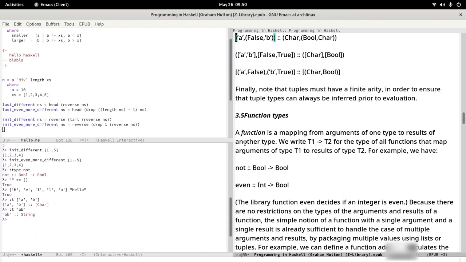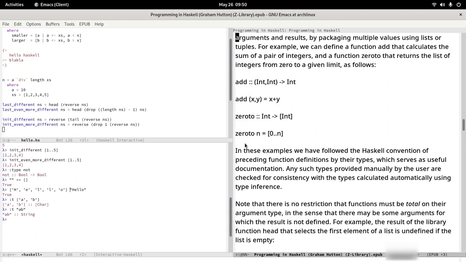Because there are no restrictions on the types of the arguments and results of a function, the simple notion of a function with a single argument and a single result is already sufficient to handle the case of multiple arguments and results by packaging multiple values using lists or tuples. For example, we can define a function add that calculates the sum of a pair of integers and a function zeroto that returns a list of integers from 0 to a given limit, as follows.